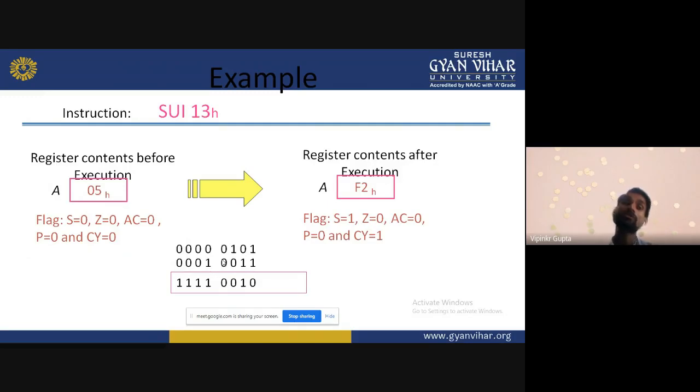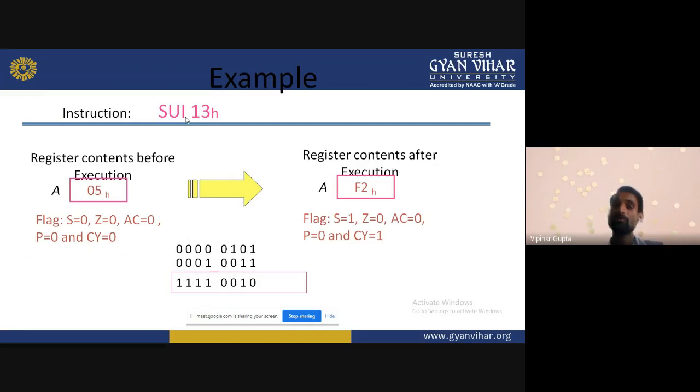So when we are discussing the length of this instruction, what is the length of this instruction? 1 byte is the opcode length. SUI is 1 byte and 1 byte for the 13H. So its length is 2 bytes.